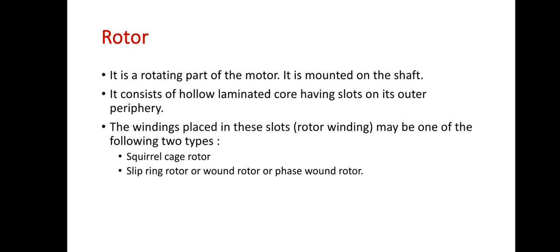The rotor is nothing but the rotating part of your machine. The rotor is mounted on the shaft of your machine. It consists of a hollow laminated core having slots on its outer periphery. The windings placed in the slots may be one of the following 2 types. One is squirrel cage rotor, another one is slip ring rotor or wound rotor or phase wound rotor.